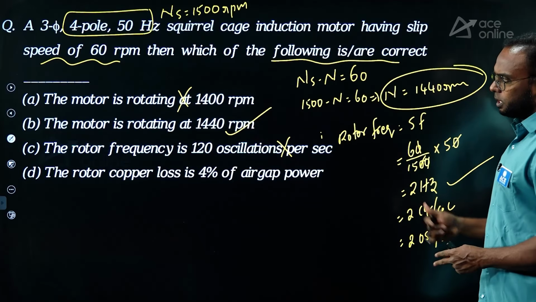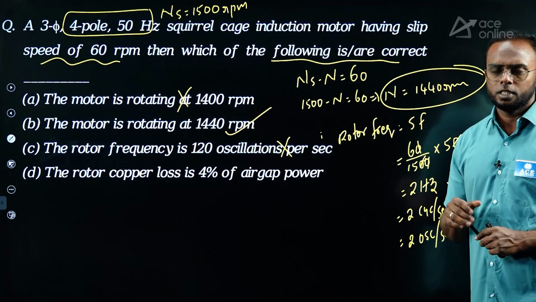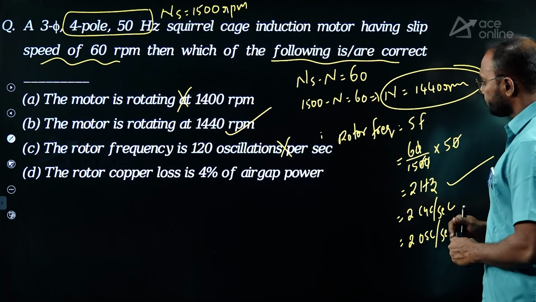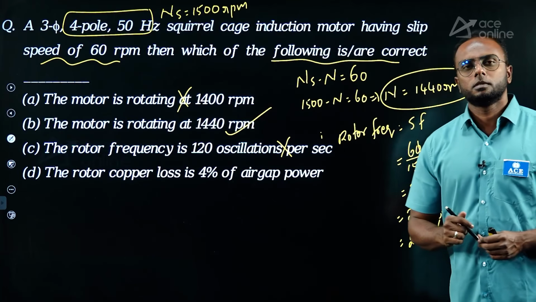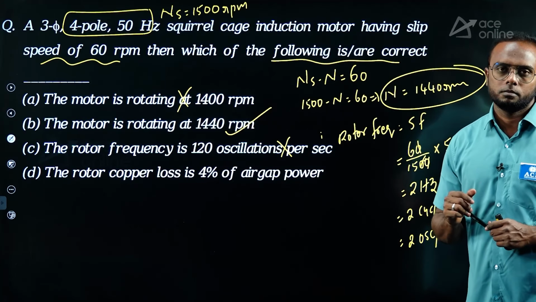Then the fourth statement: rotor copper loss is 4% of air gap power. Is it right? Tell me. Rotor copper loss is 4% of air gap power. Is it correct?